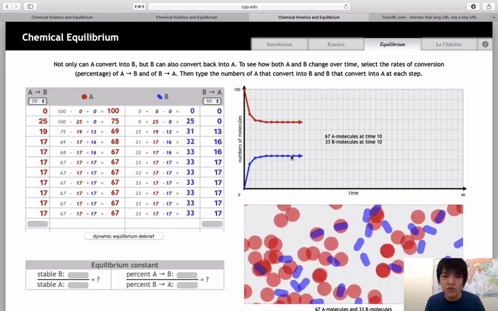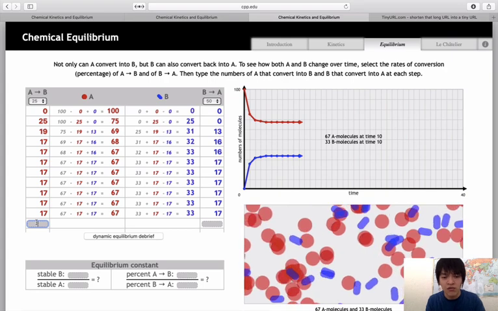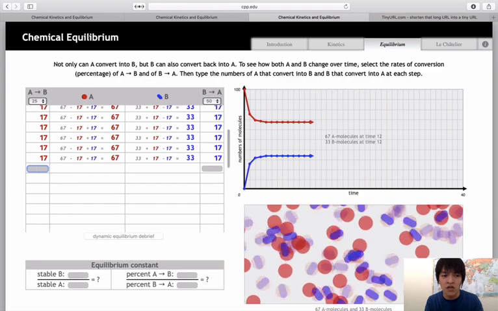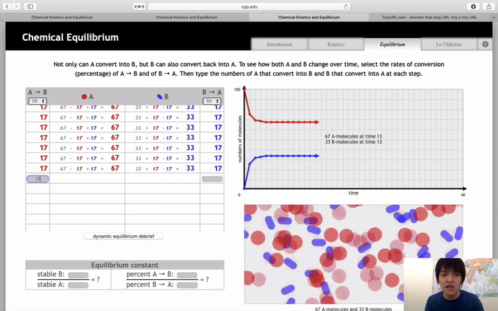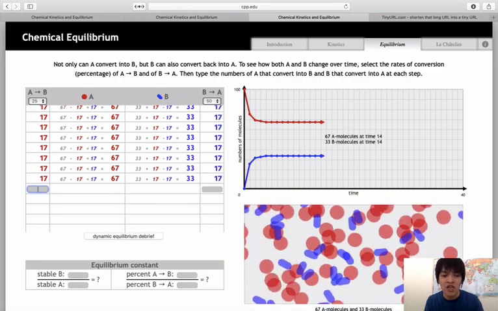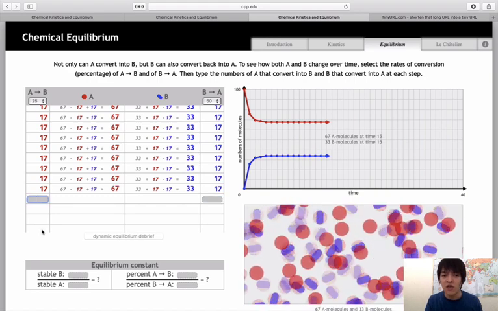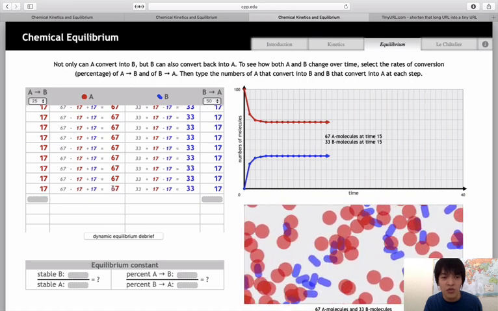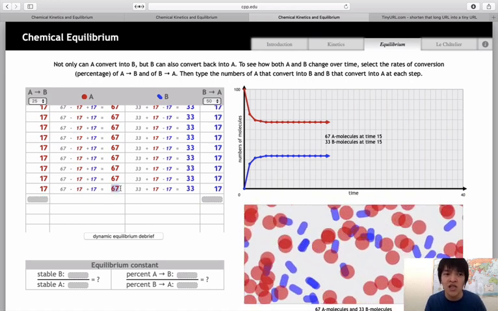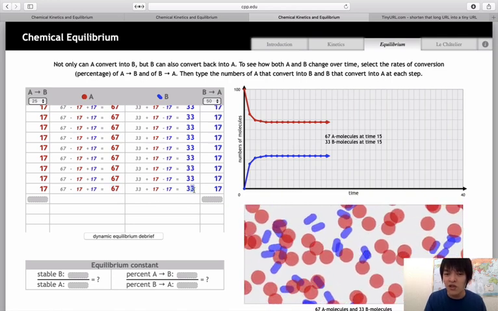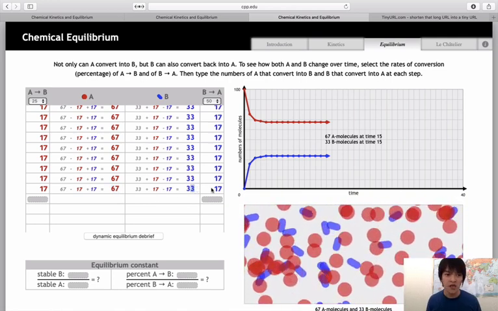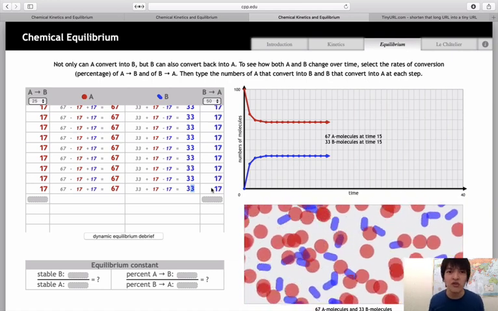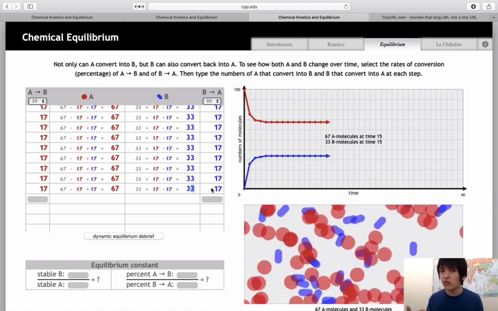So if you were to continue this calculation, you're probably going to notice that it's going to just stay the same. We can actually keep going. The data table is endless. And it's not going to change because of the amounts that we have, the crazy math that's going on here. 25% of 67 is going to be 17, and then 50% of 33 is going to be 17. The rate of the forward reaction is basically going to be the rate of the reverse reaction, so there's going to be no change. This is what equilibrium is.